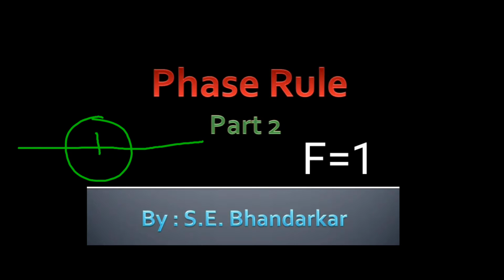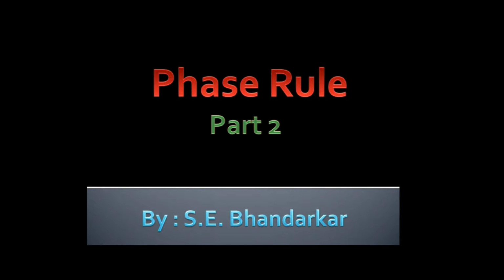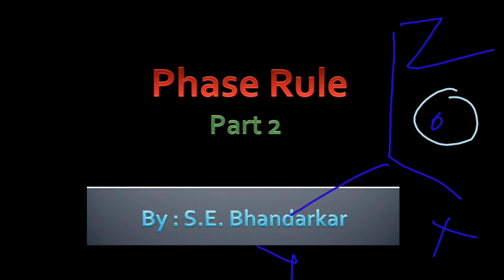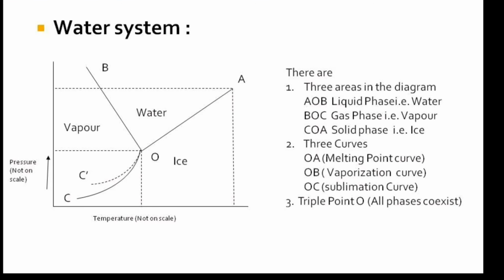In the first part of the video, we already discussed that if a point is on a line, then degrees of freedom is 1. Whereas if the point is in a plane, that is the xy plane, then degrees of freedom are 2. Whereas if the point is in space, then degrees of freedom are 3. Now let us discuss applications of phase rule to water system.